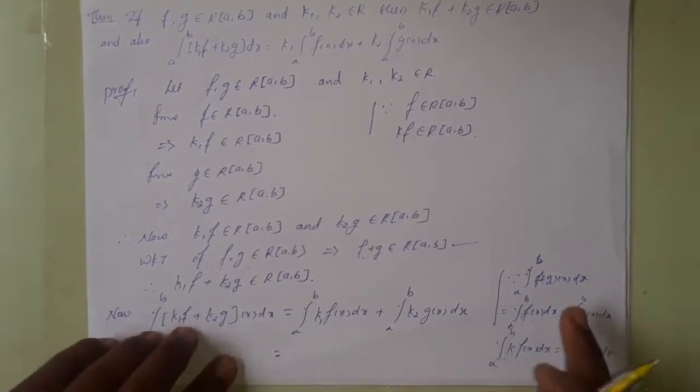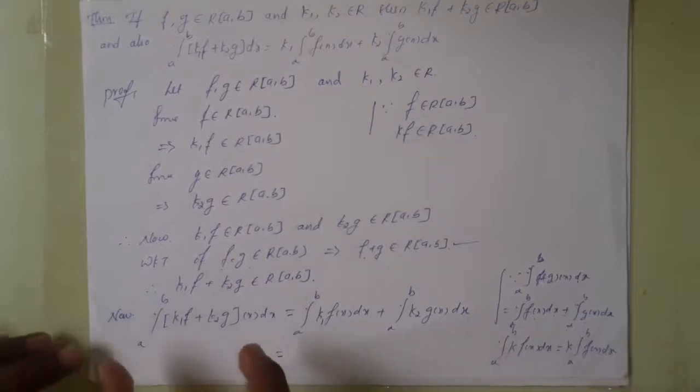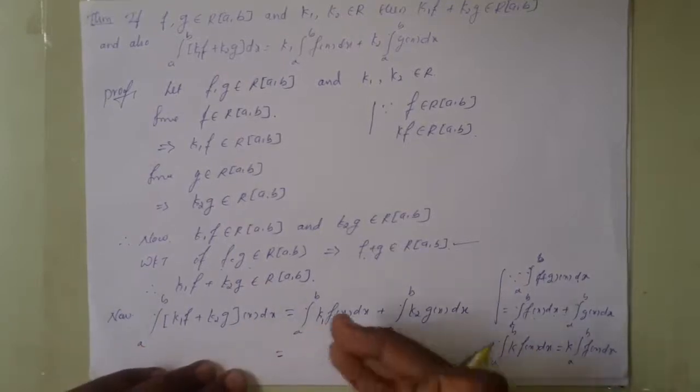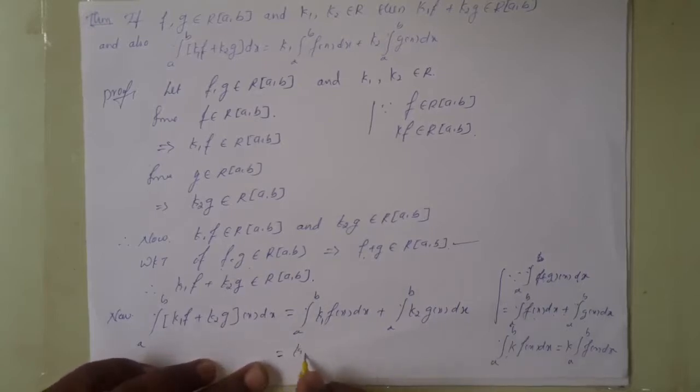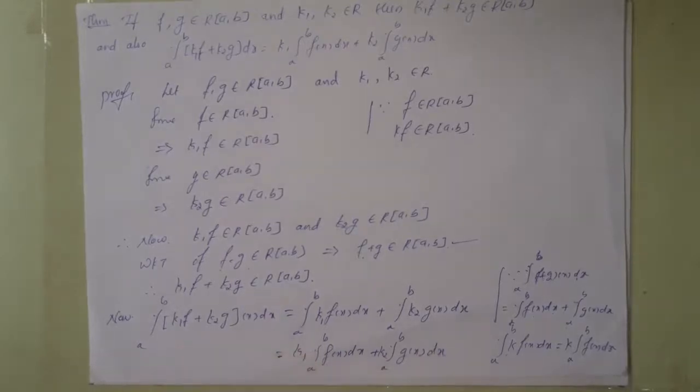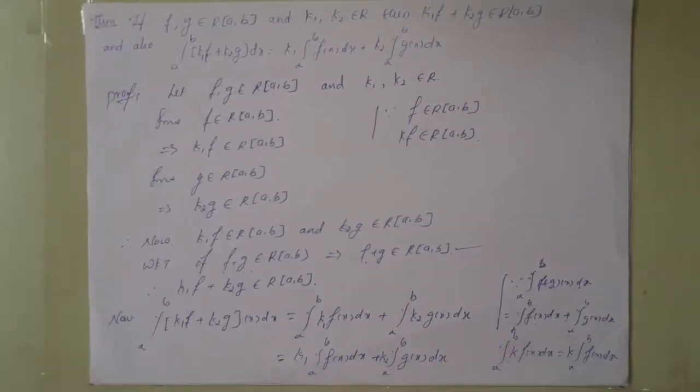So, therefore, by using these two conditions, this total integral can be split like this, and again this integral can be written as k1 times integration over a to b of f(x) dx plus k2 times integration over a to b of g(x) dx. So, therefore, this is the proof required.